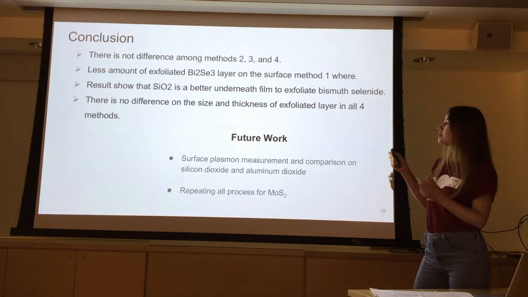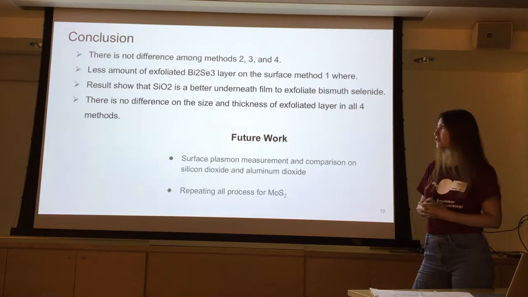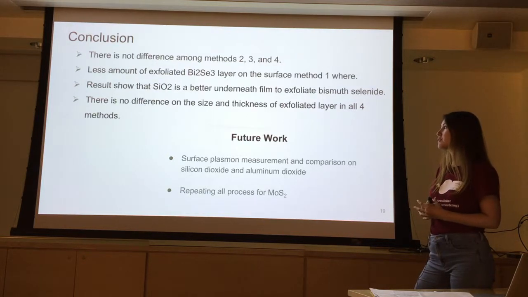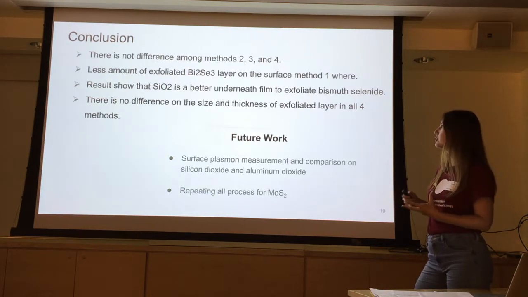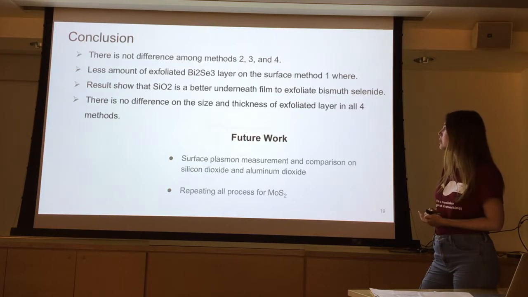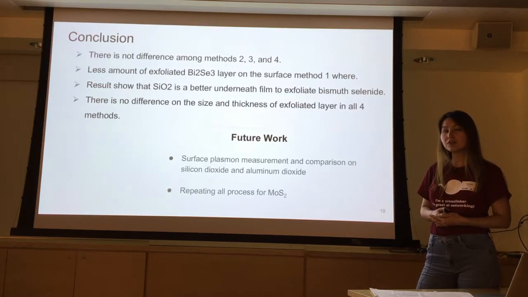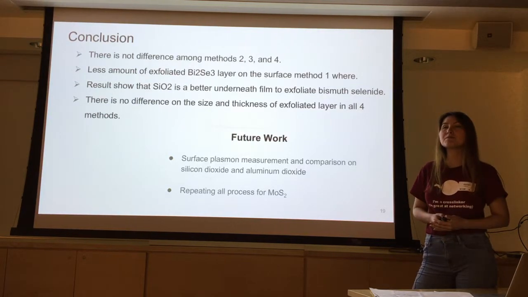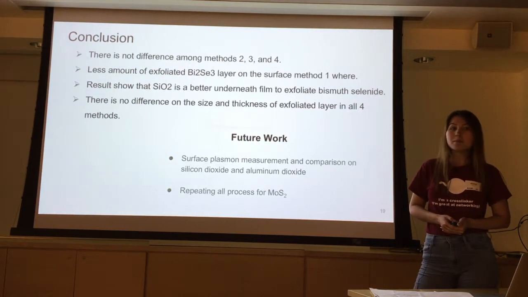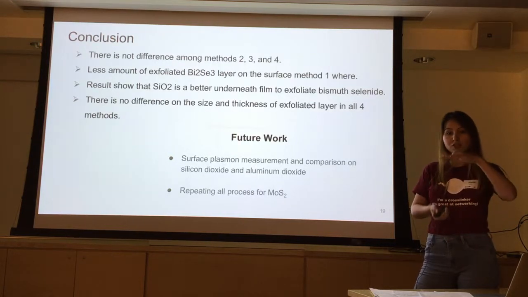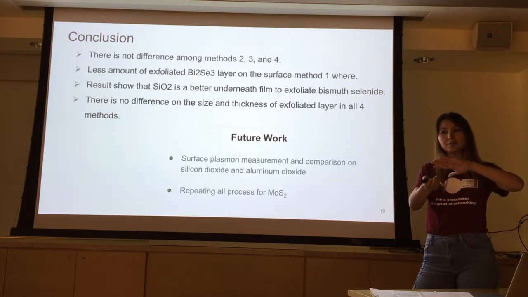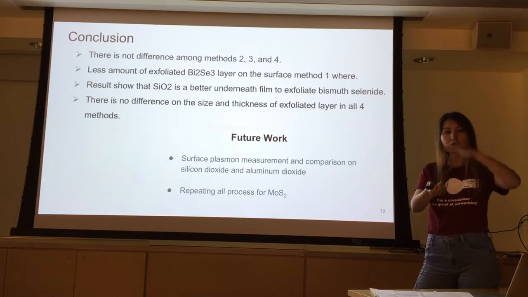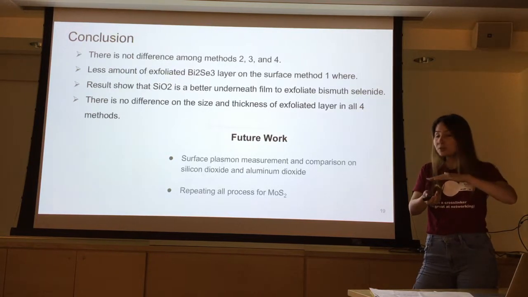So during this project, I understood that silicon dioxide is a really better underlying film to exfoliate bismuth selenide, and there wasn't that much difference between the other methods that I added, but it showed that oxygen plasma can make some changes and make the surface sticky to absorb more exfoliated particles.